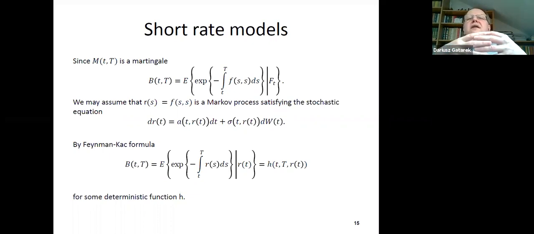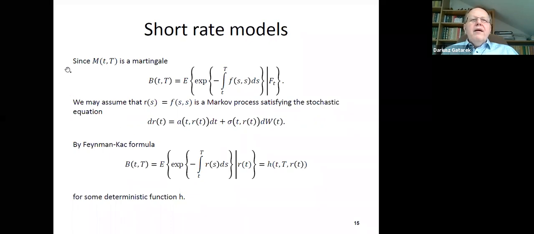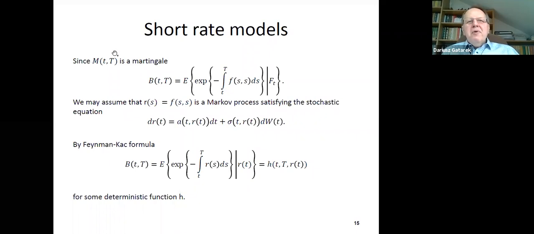So historically, first interest rate models were so-called short rate models. What does a short rate consist of? Since discounted bond prices are martingales, that's probably the most important, bond price, so this is just mimicking the martingale property. That property holds that bond price is the expected value of the exponent of the integral over short rates.